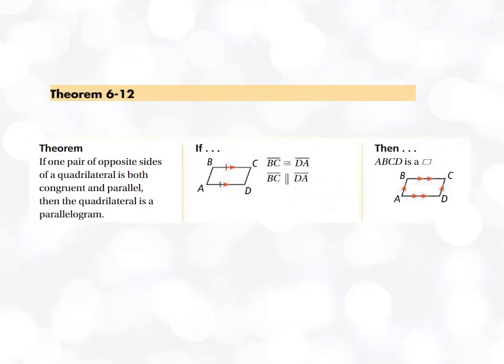Okay, now let's check Theorem 6.12. It states that if one pair of opposite sides of a quadrilateral is both congruent and parallel, then the quadrilateral is a parallelogram. That means if here segment BC is congruent to DA, that means equal to DA, then these two are parallel, BC parallel to DA, then you can say ABCD is a parallelogram.